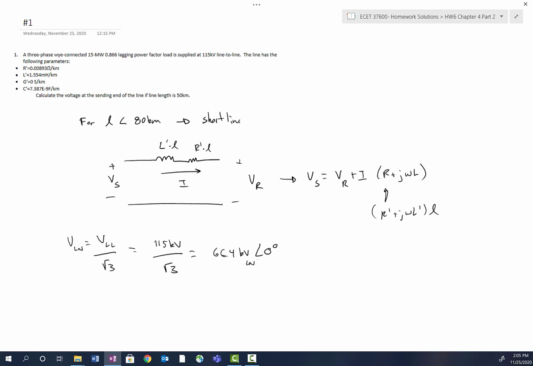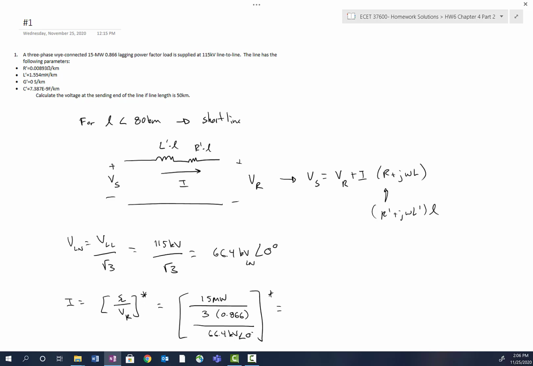We can just get that from the power information related to the load. So the current in the line is going to be equal to the load apparent power divided by the voltage delivered to the load. Take the complex conjugate of that. For us, we were given real power, so that's 15 megawatts. That's three-phase, so to go to single phase, we'll get 5 megawatts. To go to voltamps, we need to divide by the power factor. And then we need to divide by 66.4 kV angle 0 degrees, and we need to take the complex conjugate of that.